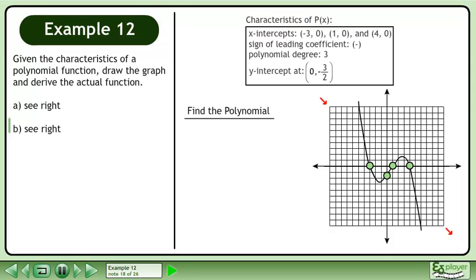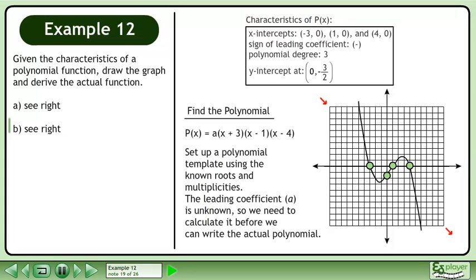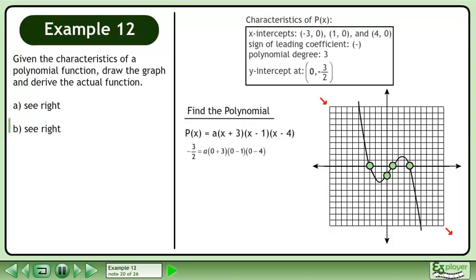Now we'll find the polynomial. Set up a polynomial template using the known roots and multiplicities. The leading coefficient a is unknown, so we need to calculate it before we can write the actual polynomial. Plug in 0 for x and -3/2 for p(x).